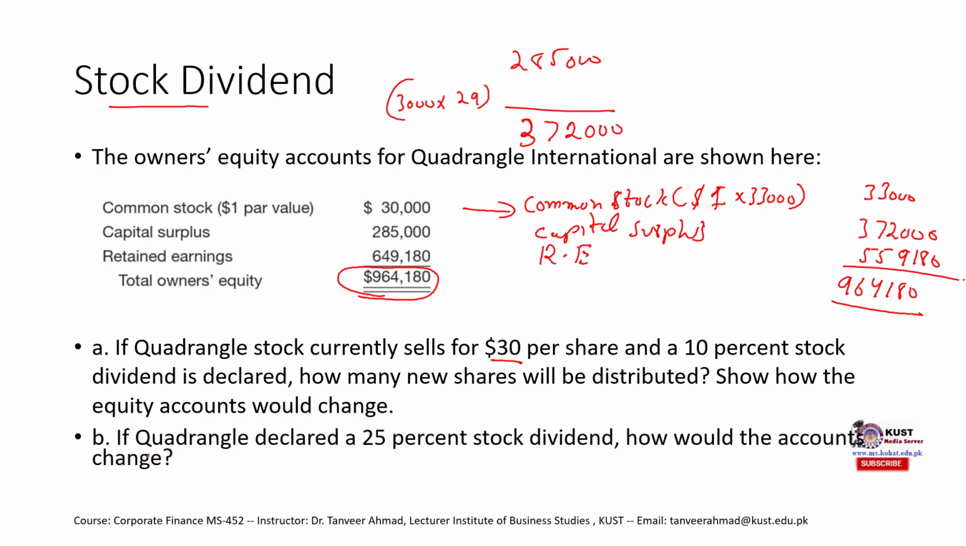The next question is that if the quadrangle declared a 25% stock dividend, how would the account change? Now, instead of 10%, imagine that this stock dividend is 25%, what would be the total number of new shares distributed, and how would the equity account change? So you need to solve this whole question using 25% stock dividend. So I leave this part to you to practice.